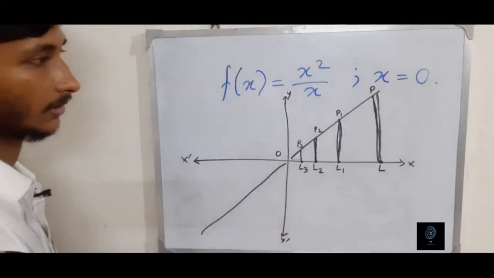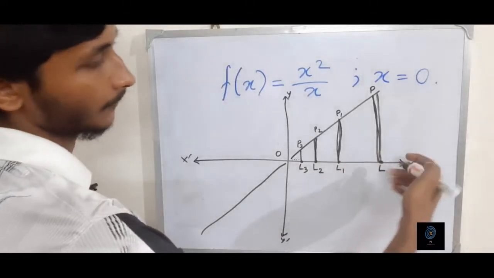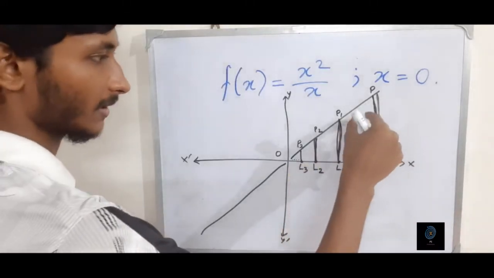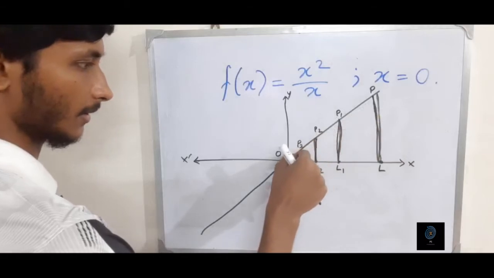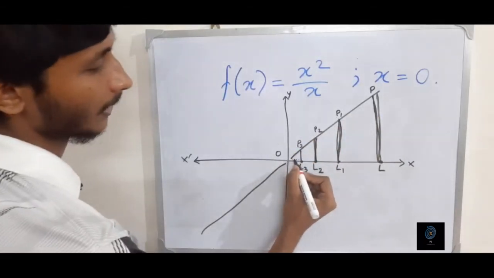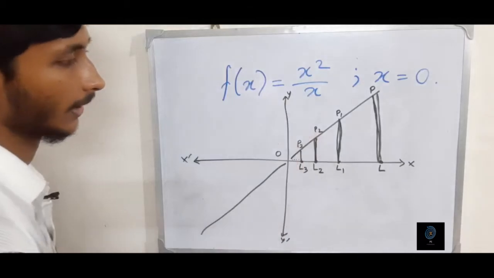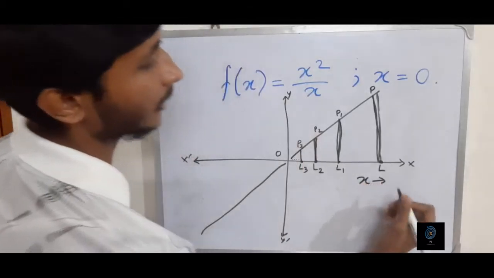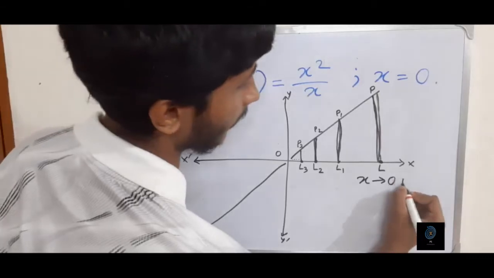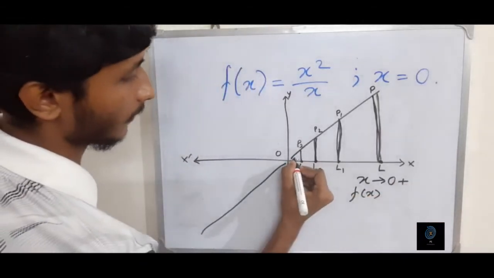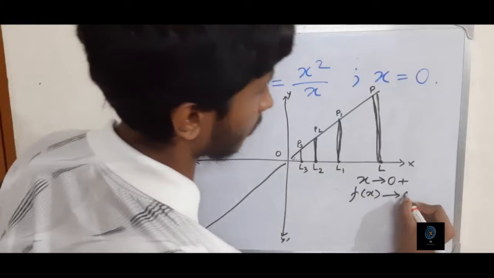but never touches 0. So we can see that as x is approaching 0 from the right hand side, the value of f(x) is decreasing, and almost disappearing, but never becomes 0 as it is undefined at x equal to 0. So as x approaches 0 from the right hand side, f(x) also becomes very small, that is approaches 0.